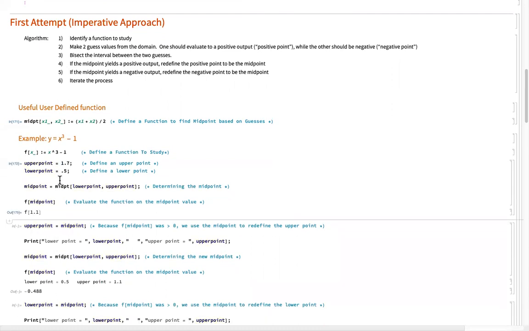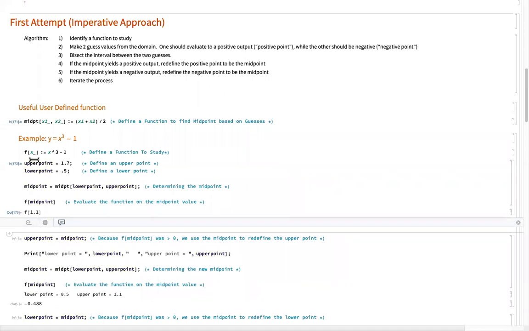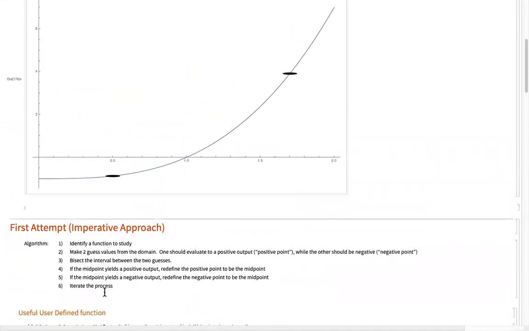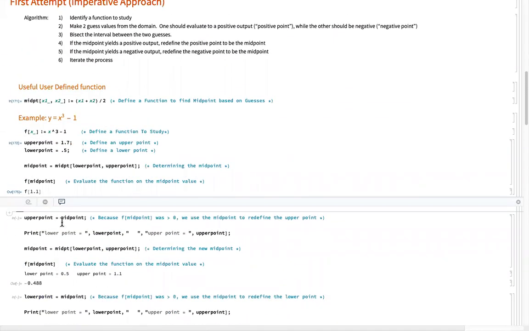Just as before. So here's my function, and then I have an upper point and a lower point, just guesses. Those don't come from anywhere special. You just, other than maybe looking at the graph, get a feel for what's a reasonable guess. And then I defined the output of the midpoint function to be a variable called midpoint. You input the lower and upper point, and it spits out the midpoint. And then I evaluated the function on the midpoint.